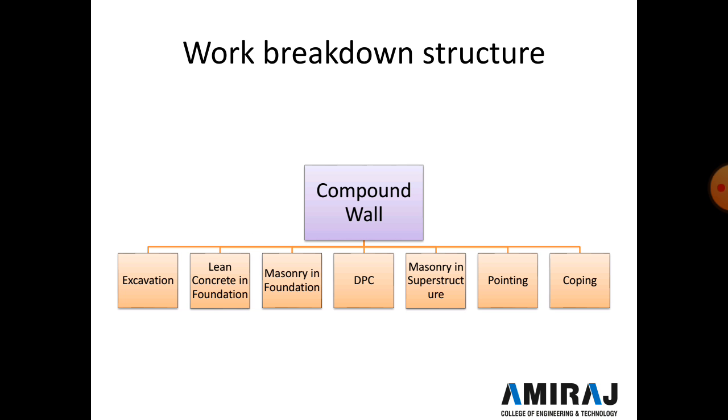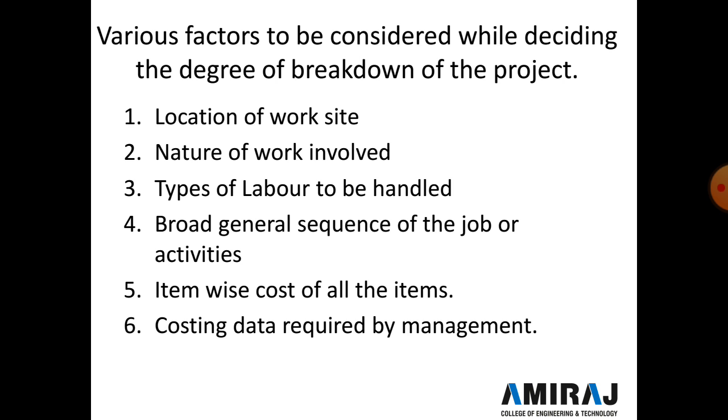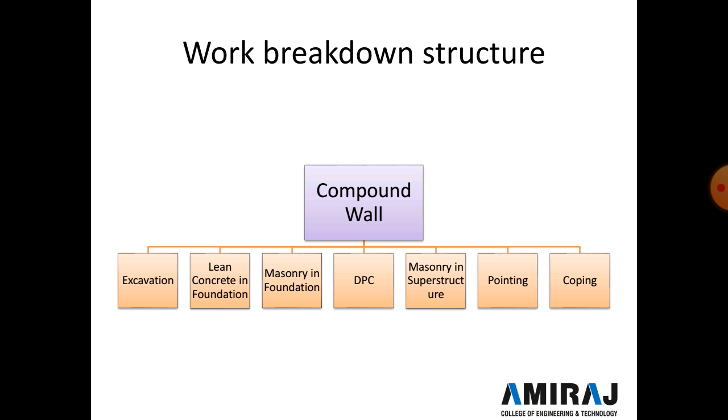Here one example is given of a work breakdown structure. This work breakdown structure is prepared for a compound wall. To construct the compound wall, various activities are listed at the bottom. See, a total of 7 activities are there. For constructing the compound wall, the first activity is excavation. Excavation is the first part of the project work.